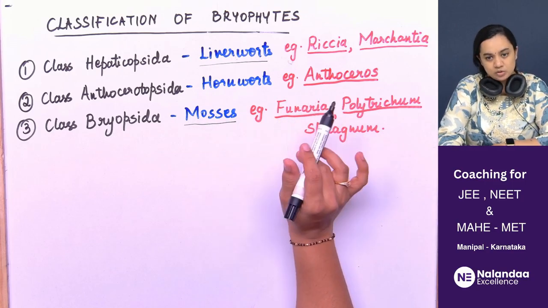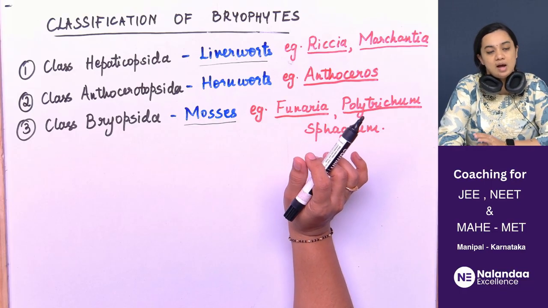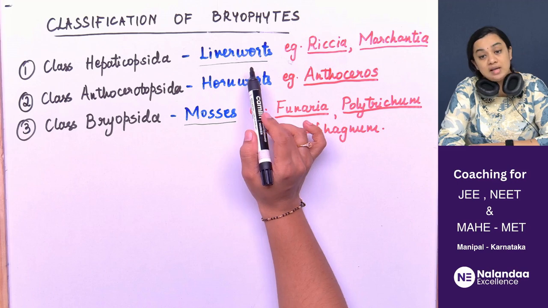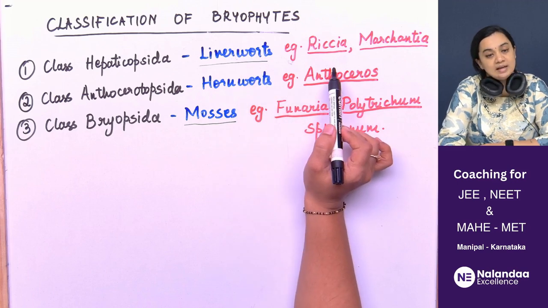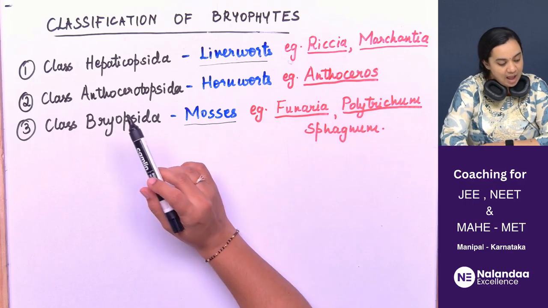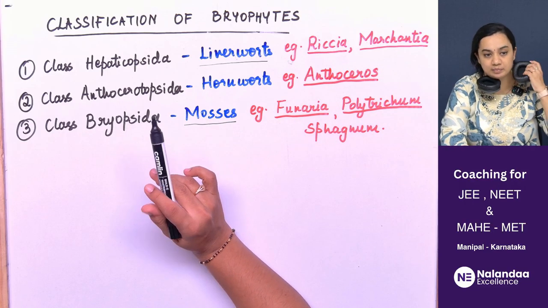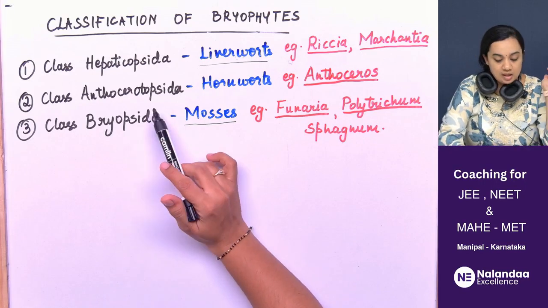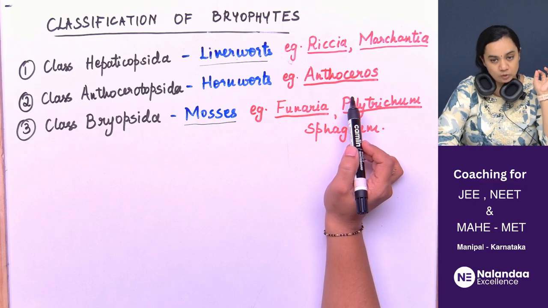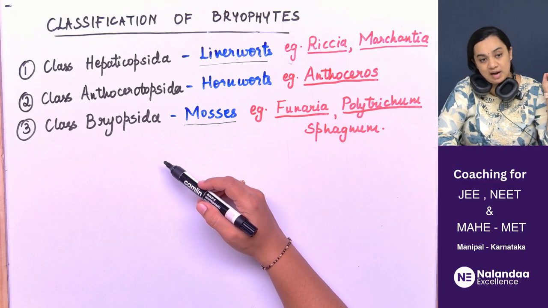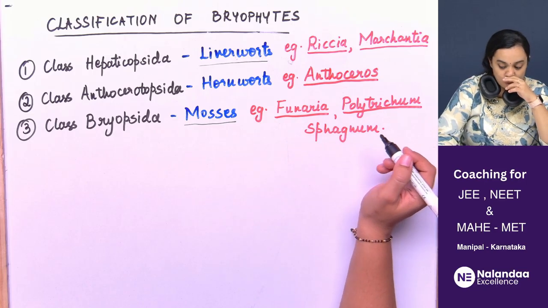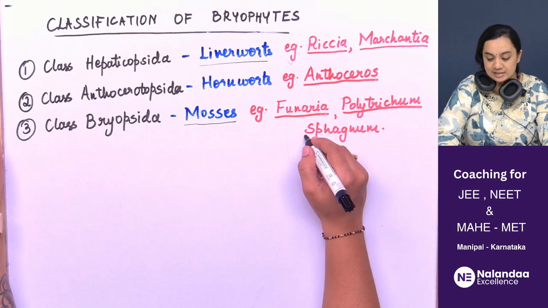So this is also one group among bryophytes. Class Hepaticopsida, commonly called liverworts, and the examples are Riccia and Marchantia. Class Anthoceratopsida, commonly called hornworts, and the example is Anthoceros. And then class Bryopsida, commonly called mosses, and the examples are Funaria, Polytrichum, and Sphagnum.